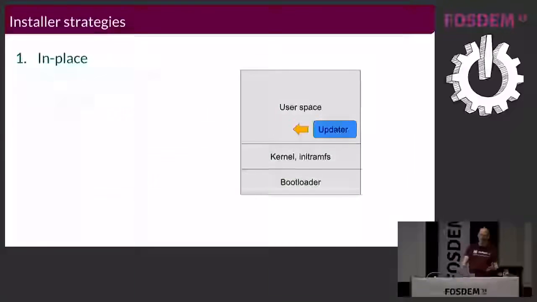We started looking at the various mechanisms and strategies for actually installing new or updated software on a device. The first one we looked at is called In Place. Now this is very much like what you're used to today in your typical desktop Linux operating system. So this would be something like an apt-get update, that kind of thing. So the updater itself runs in the user space and updates part of its own user space. That's a fairly common mechanism that we're all used to.